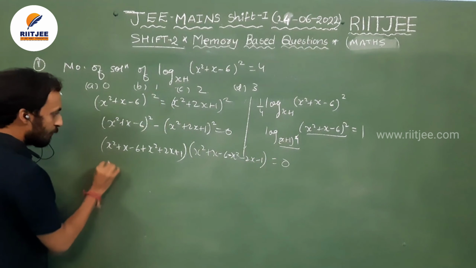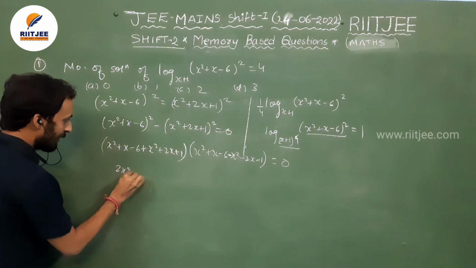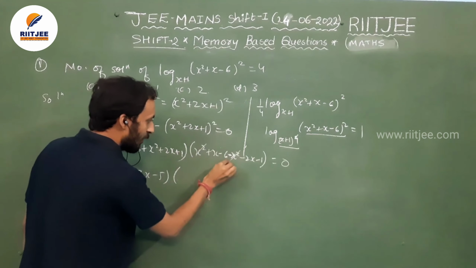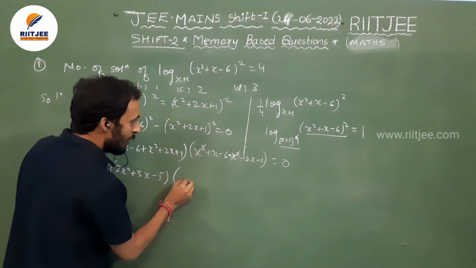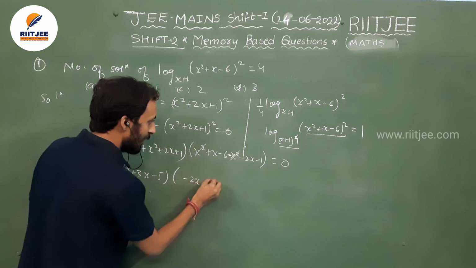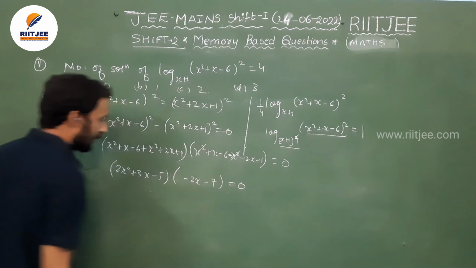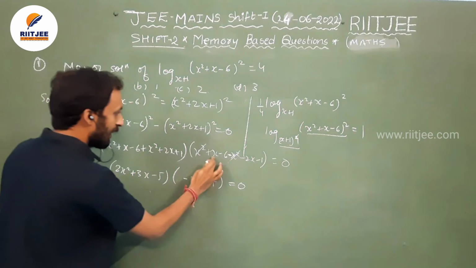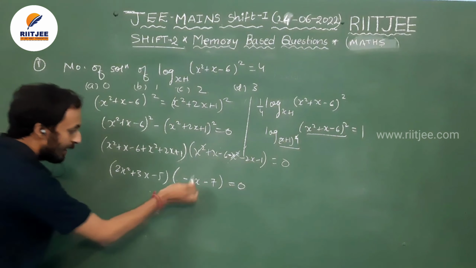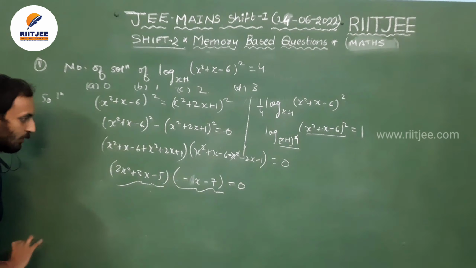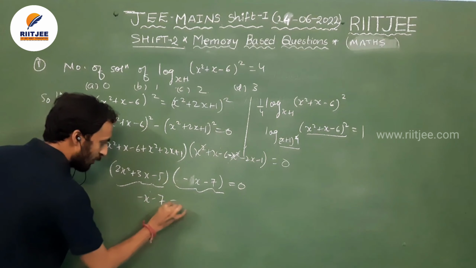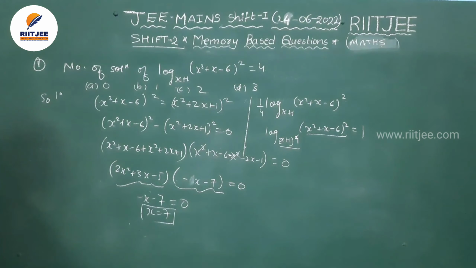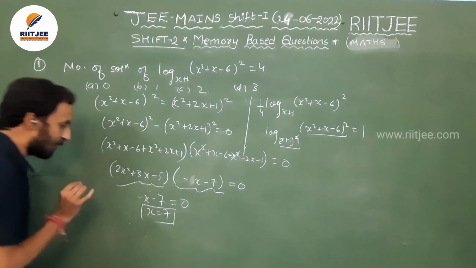So here I will get 2x square plus 3x minus 5, and here x square will get cancelled out. So it will become minus x minus 7 equal to 0, because here it will be minus x. Now this factor equal to 0, this factor equal to 0. So minus x minus 7 equal to 0, I will get a simple value of x equal to minus 7. Now the number of solutions they are asking, not the solution. So I get one solution.